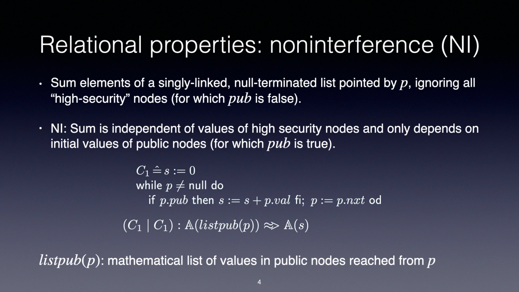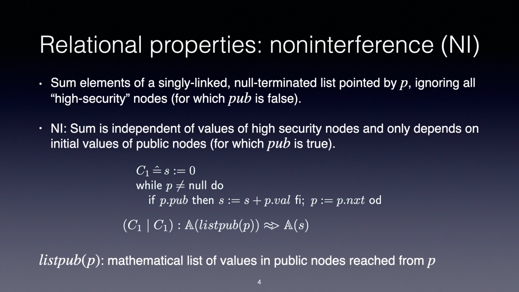So here is the program that represents this particular sum that we're interested in. The program C1 initializes S to 0 and then loops on P not equal null, and it checks if P dot pub holds, in which case you do the sum, otherwise you skip and go on to P dot next, the next element in the list.